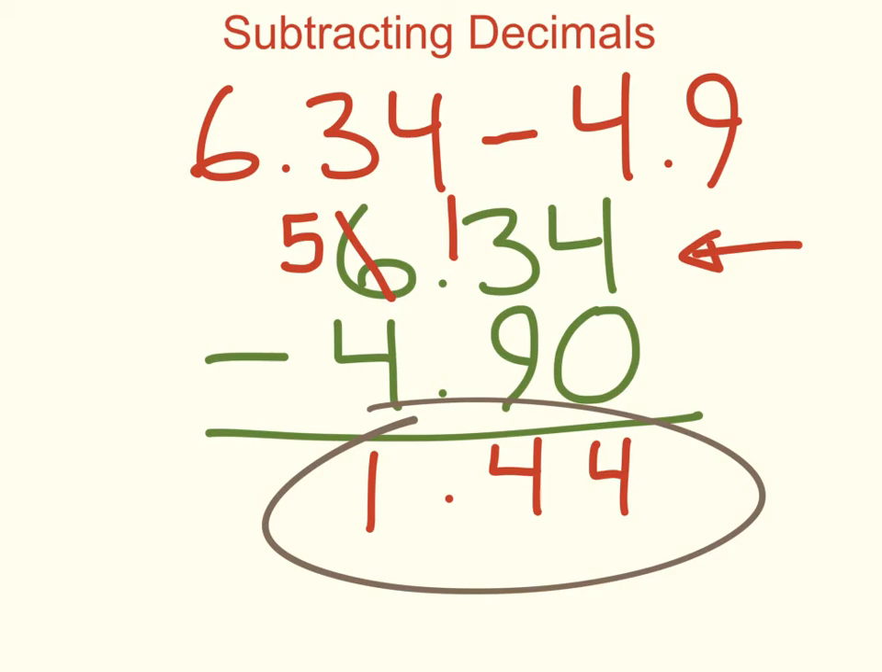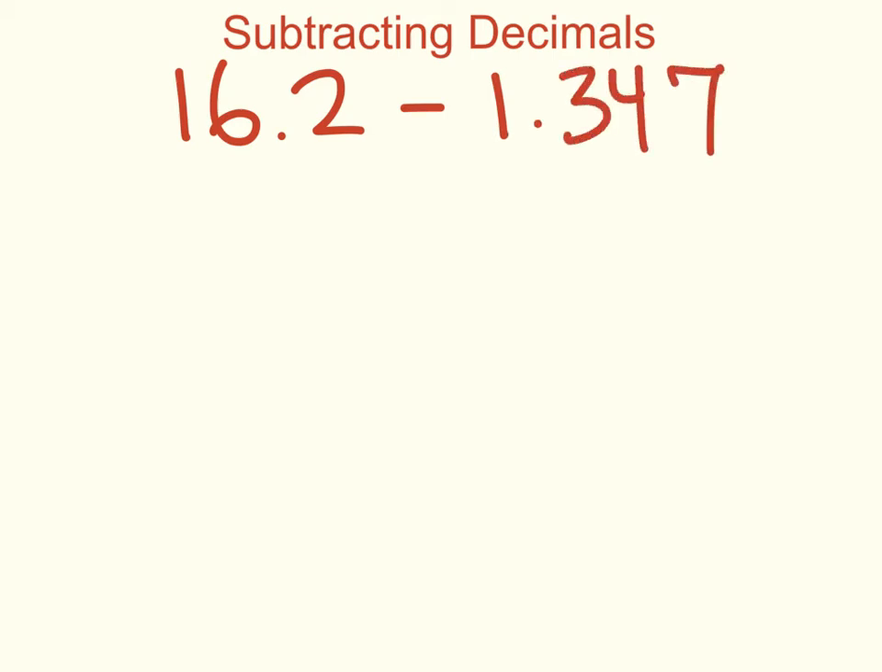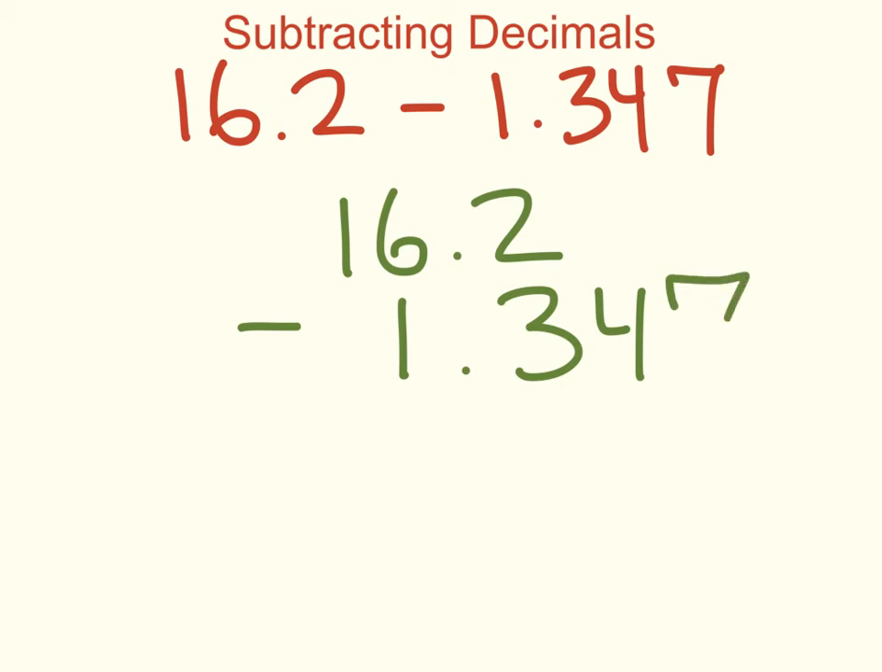All right. Let's do one more example that'll be maybe a little bit tougher. Here we go. Let's try this one. 16 decimal 2 minus 1 decimal 347. I'm going to write it vertically. Minus 1 decimal 347. Oh, what did I do? I did not line up my decimals. I better rewrite this with my decimals lined up. 1 decimal 347. That's better.